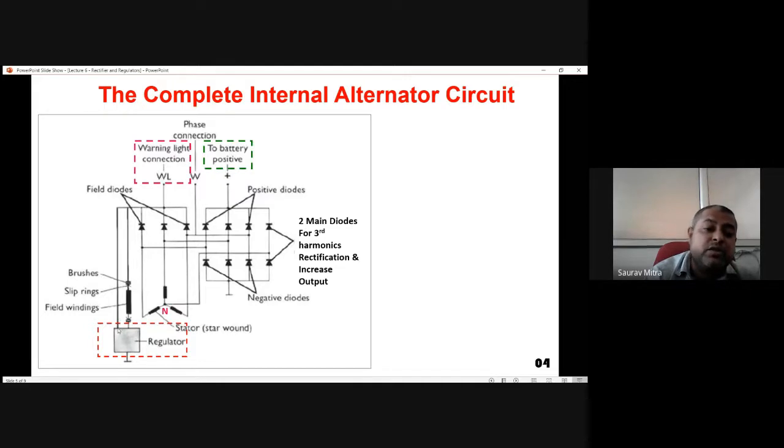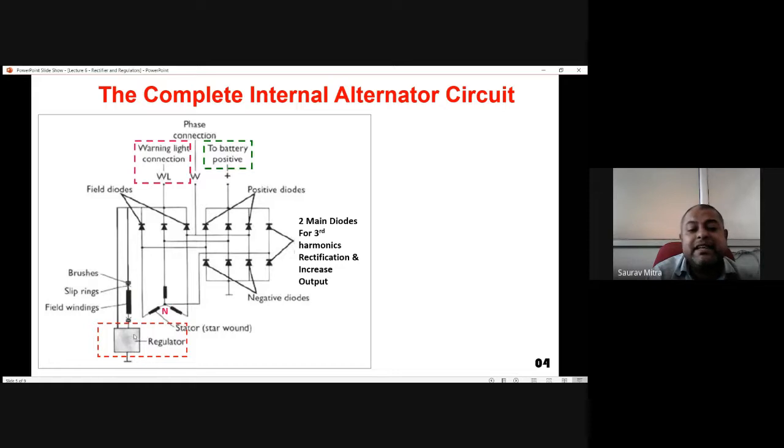So this point actually is going to the base of transistor T2, with a resistance R3, and this point is going to the collector of transistor T2, and the regulator is controlling the current flowing through this field coil. Just by controlling the current flowing through the field coil, we can control the output produced by this alternator stator. If we want more or less current, we can control the field current more or less. So this is the regulator circuit.